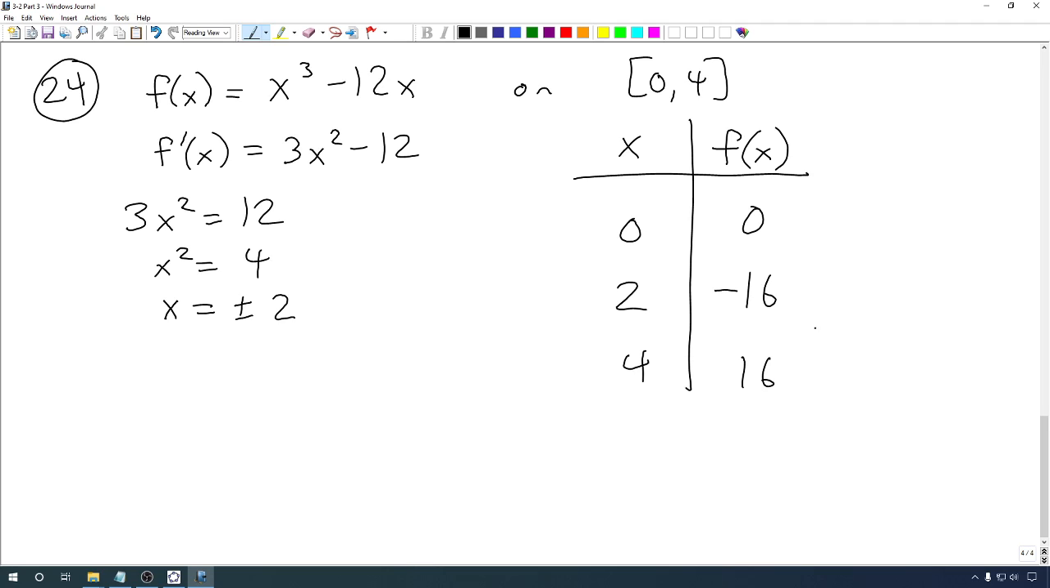And what this means is that we look for our biggest value and we look for our smallest value. Our biggest value among 0, -16, and 16 is definitely just 16. So our absolute maximum is here. So we can say that f has an absolute maximum of 16 at x equals 4. What is the smallest value? Well, our smallest value is definitely the -16. So our function has an absolute minimum of -16 at x equals 2.